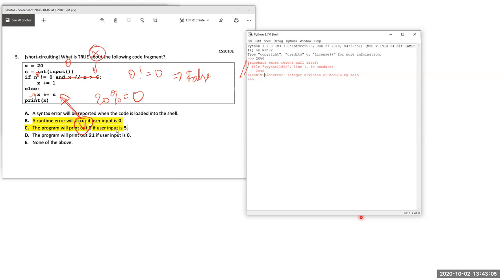So I think what the prof really wanted was C, but people argued that B is technically correct because this can be considered a runtime error. Let me check. Because if I recall correctly, a runtime error only exists in Java. Python does not know runtime error.